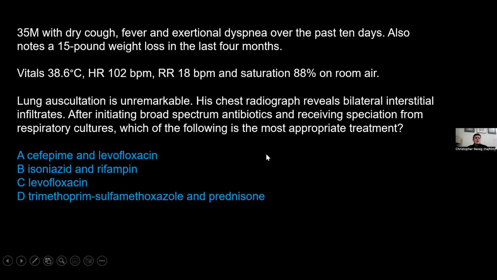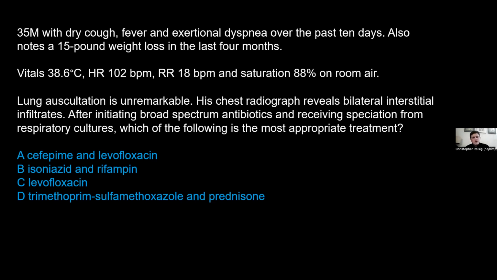All right. How about a 35-year-old man with dyspnea for the past 10 days, 15-pound weight loss over 4 months, satting poorly. He has bilateral interstitial infiltrates on his chest x-ray. He's gotten broad spectrum antibiotics, but they want more from you. They want more than just CAP. So they're giving you these other things.